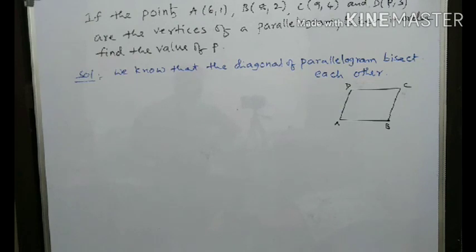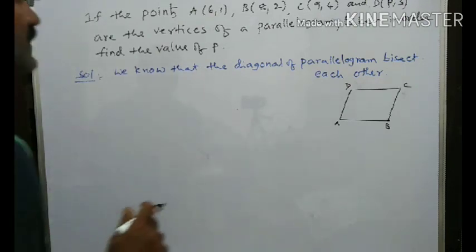Coming to the next question. If the points A (6, 1), B (8, 2), C (9, 4) and D (P, 3) are the vertices of a parallelogram taken in order, then find the value of P.